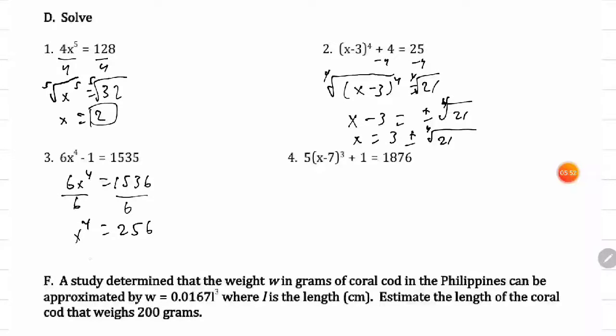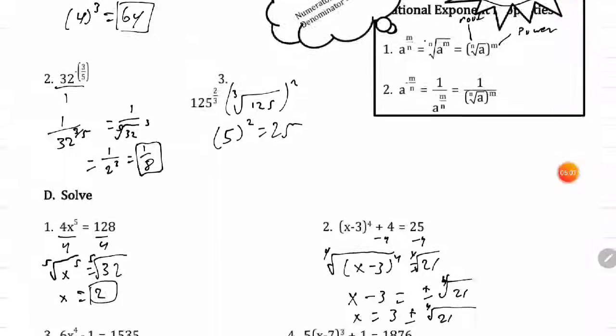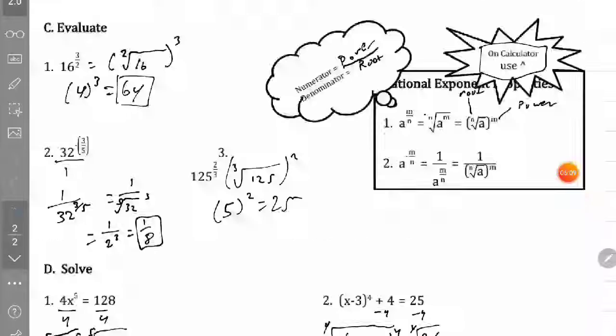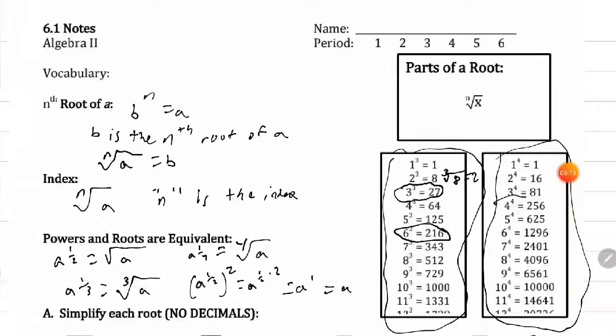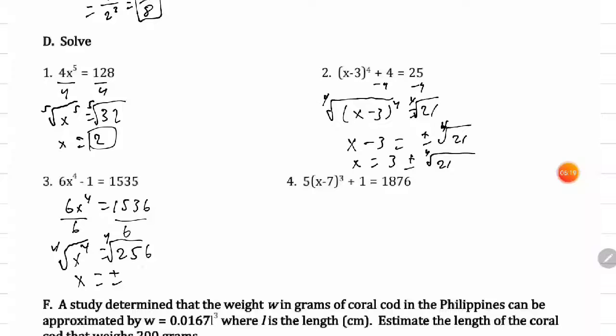And to get rid of the x to the 4th, I'm going to take the 4th root of both sides. And because I'm doing that, I'm going to get a plus or minus. And then I'm going to check my chart here, from the first page. Right here. 4 to the 4th is 256. So the 4th root of 256 is plus or minus 4. Alright, one more.